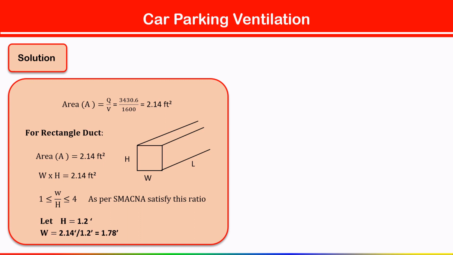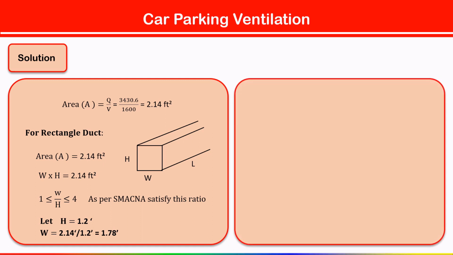See, 2.14 divided by 1.2, because height will come to the bottom side. Finally you will get the width of the duct as 1.78 feet. So convert this feet into mm. How to convert? We have a conversion formula. 1 foot is equal to how many mm? 304.8 mm. So here, what I have done, width we get 1.78 feet.